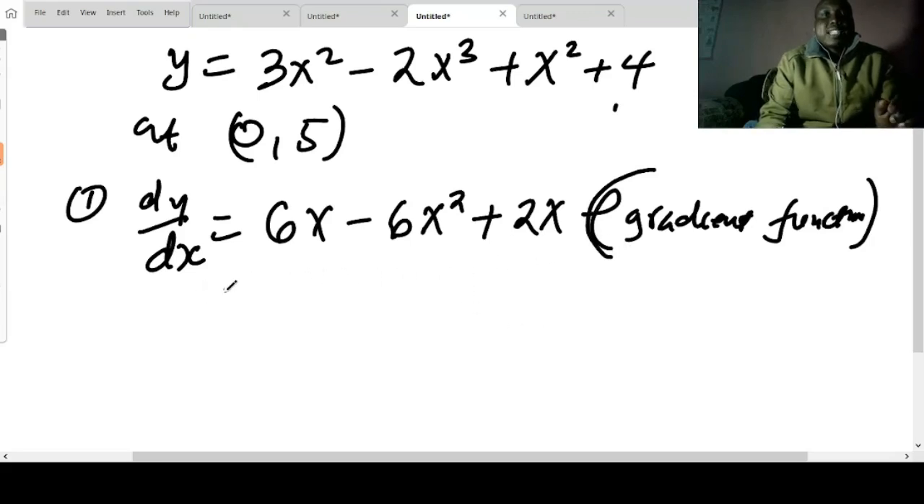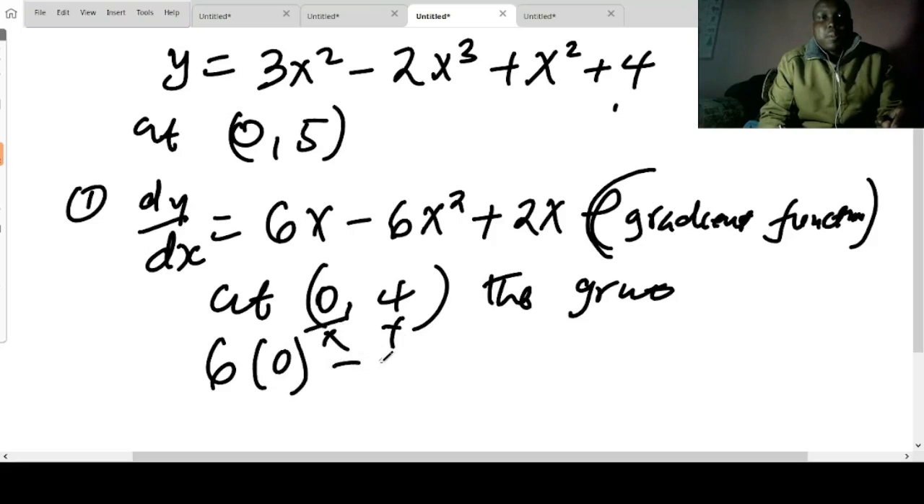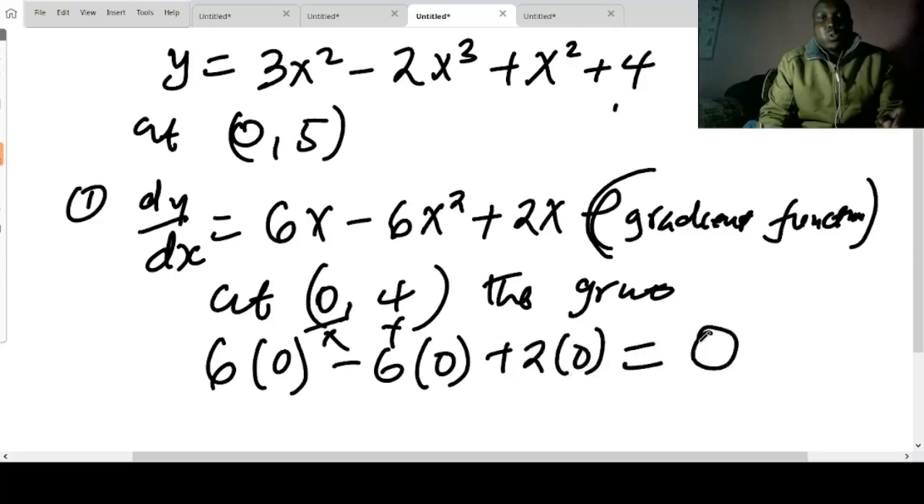Now you say at 0.4. At 0.4, what will the gradient be? You take 6, you substitute with the value of x here. So 0, minus 6 into 0 plus 2 into 0. So the gradient is equal to 0. At that point, the gradient is 0. Allow me to move forward and do a different question now.